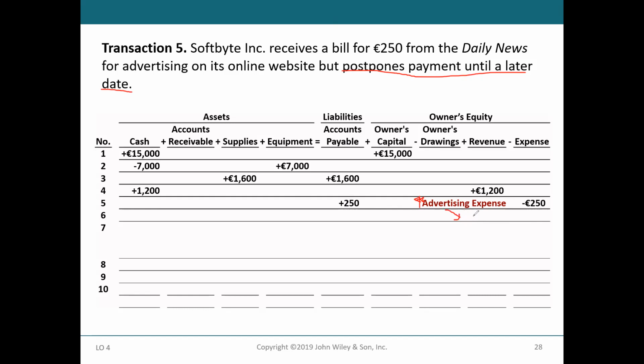Owner's equity will decrease when advertising expense increases. So it is the minus sign here. The minus sign doesn't mean that advertising expense decreased. Advertising expense actually increased, but when advertising expense increases, owner's equity decreases, so we have a minus sign here. So liability increased by $250, advertising expense increased by $250, but owner's equity will decrease. Okay, let's go to the next one.